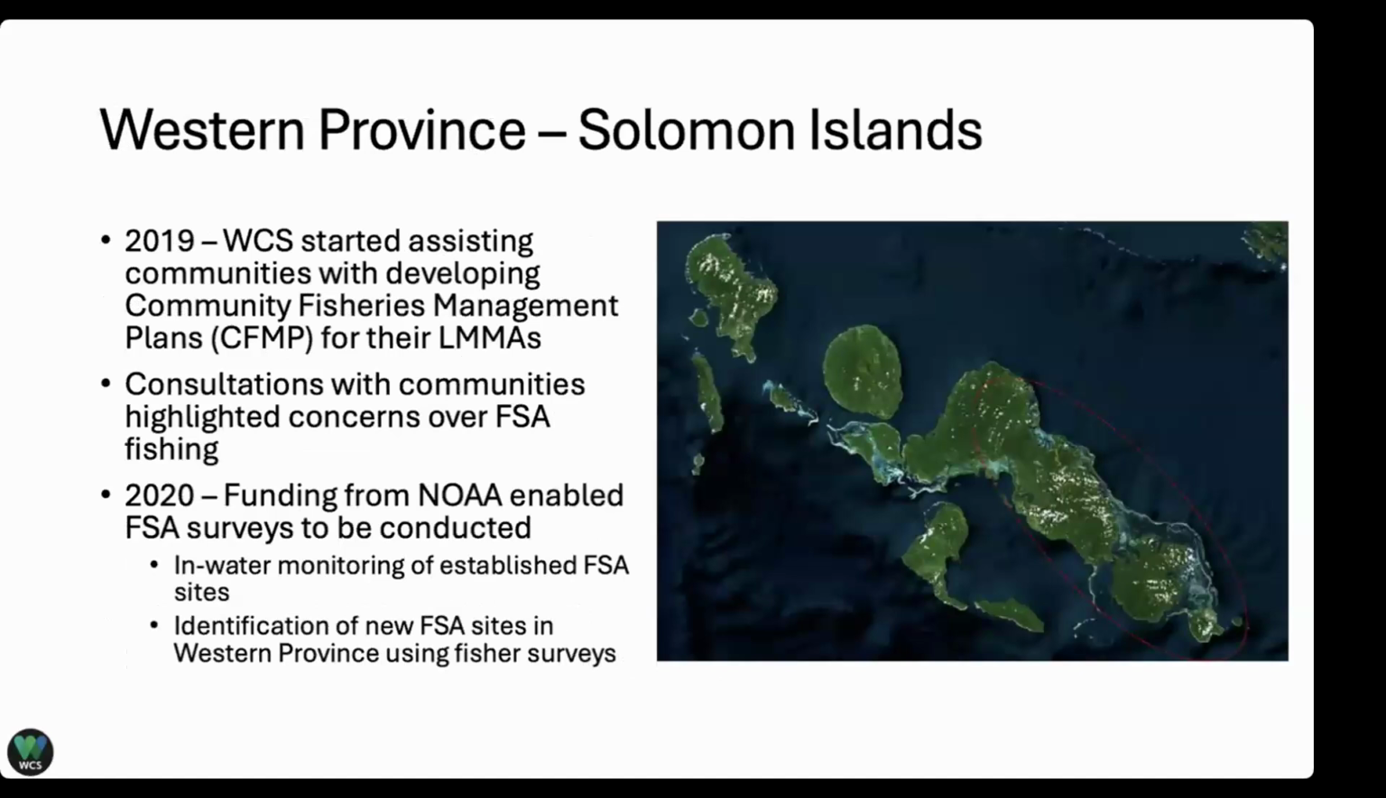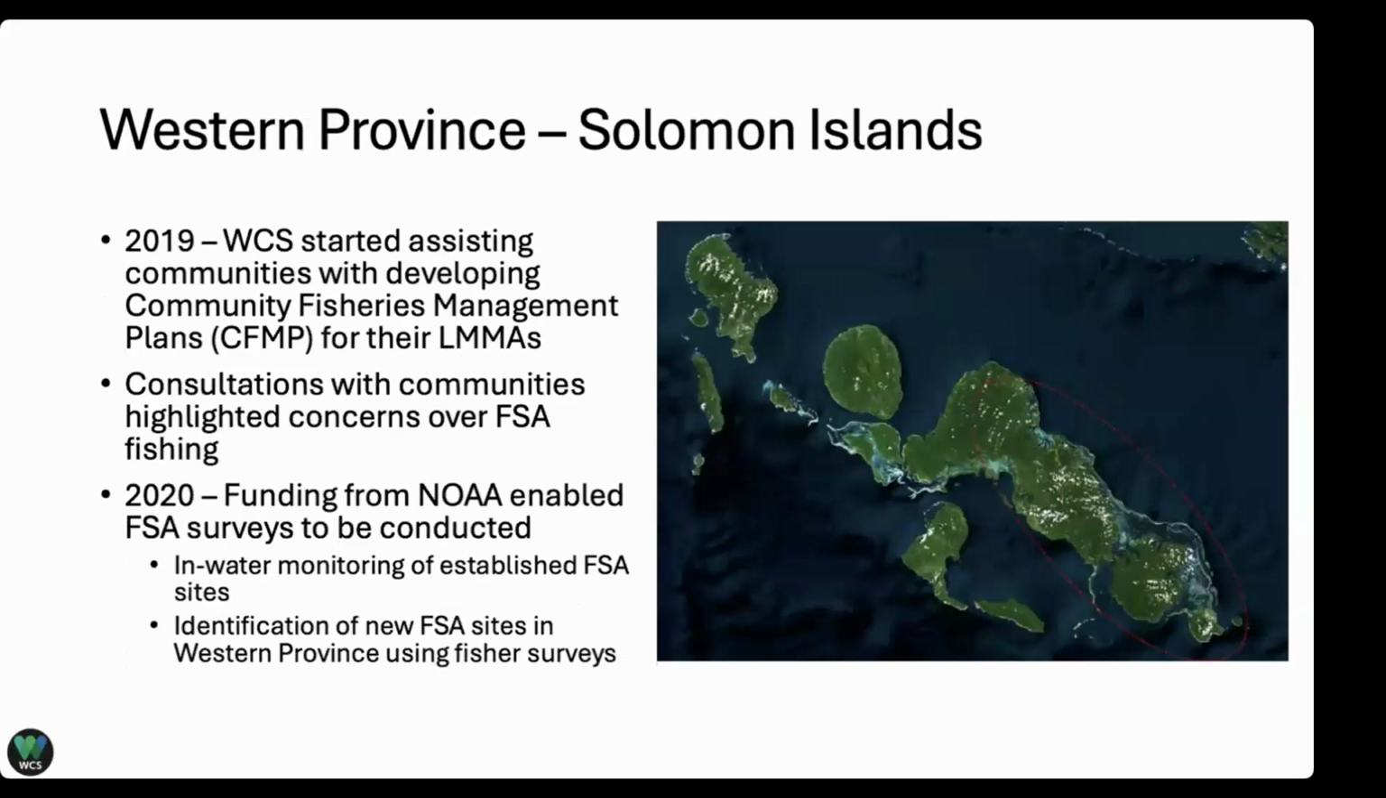Recognizing the importance of these community-based resource management approaches, the WCS program, which was formally established in the country in 2018, started working closely with communities in the Roviana and Marovo regions of Western Province in 2019 to support these communities with developing community fishery management plans for their locally managed marine areas.